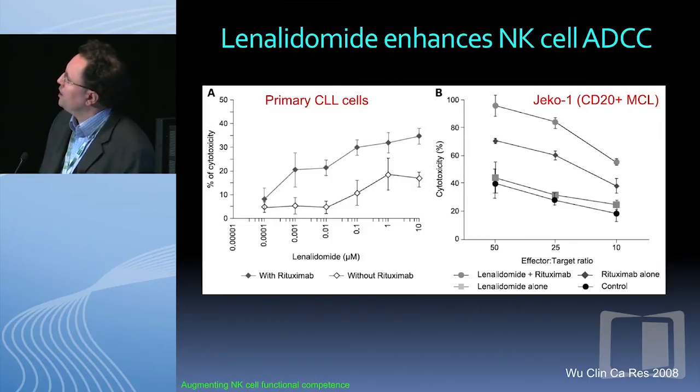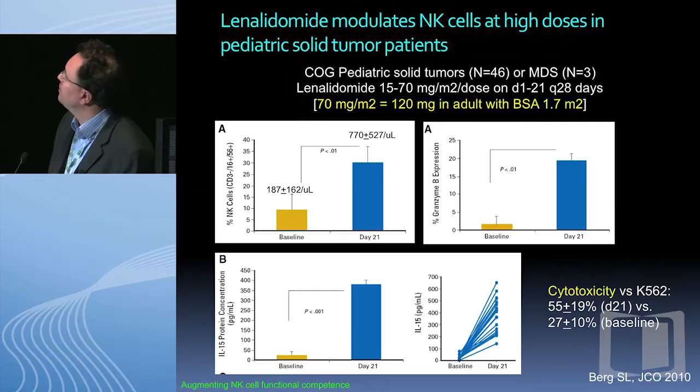of killing of those targets by NK cells with increasing concentrations of lenalidomide with and without Rituxan, and you can see that there's a steady increase in the ability of those NK cells to kill those CLL cells in the combination. Similarly, there's a synergistic combination of lenalidomide and Rituxan using CD20 positive mantle cell lymphoma cell lines as targets.